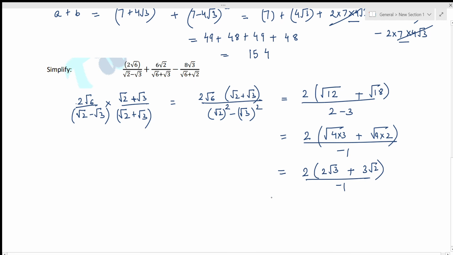So when I take it inside, it will become minus 4 root 3, minus sign up 4, 2 into 2, 4. Then again minus sign up 2 into 3, 6 root 2. This is the first term I'm getting.